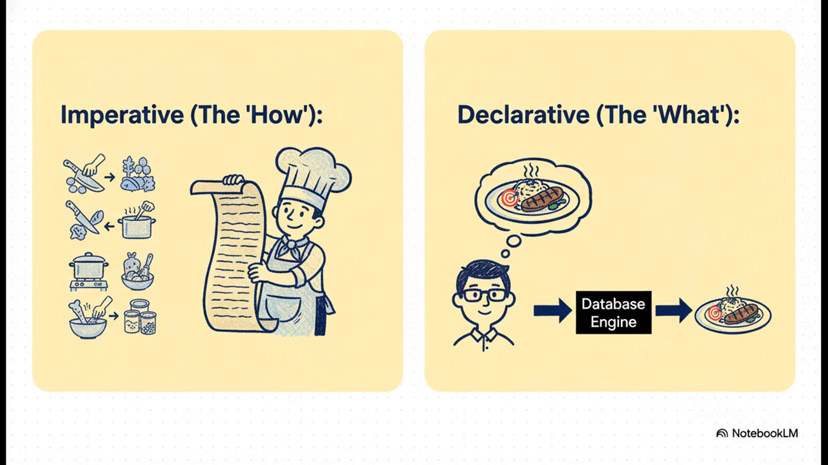You wrote the step-by-step recipe. But on the right is the declarative approach that SQL pioneered. You just describe what you want. You show the database a picture of the final result, and you let its super smart query optimizer figure out the best and fastest recipe to get it for you.